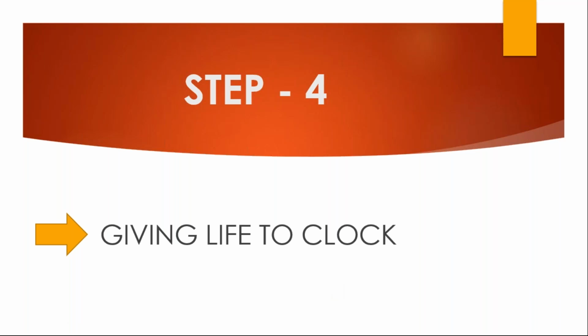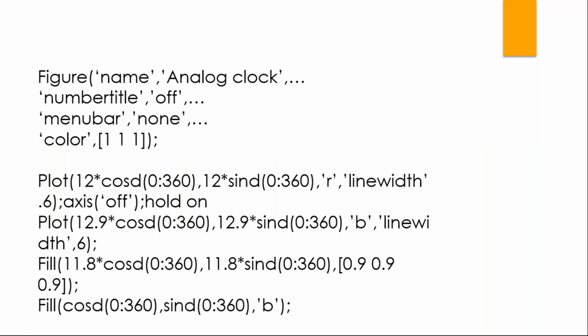Step 4 is giving life to the clock. That is the step where the hour, minute, and second hands move within a loop. Next slide. Now we have to give movement to the hands of the clock. That means we have to change them based on time. So we have to create infinite movement by writing code for it.